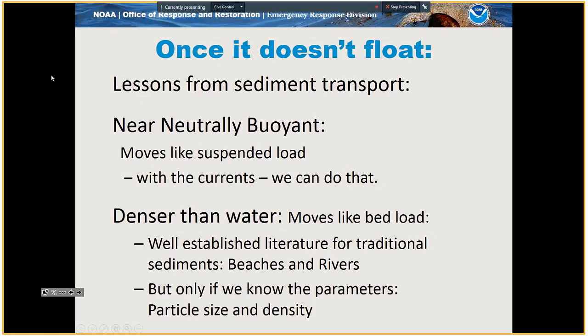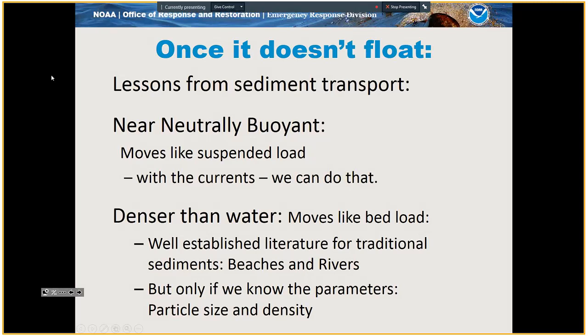And then once it doesn't flow, now from a transport perspective, we can look at our lessons from sediment transport. Something that doesn't float in a river or in a coastal zone is going to move like, you know, sand doesn't float. But similar. One of the issues is you do have these near neutrally buoyant oils. If it's very close to the density of water, then it's going to move like suspended sediments, and that means it moves with the currents.